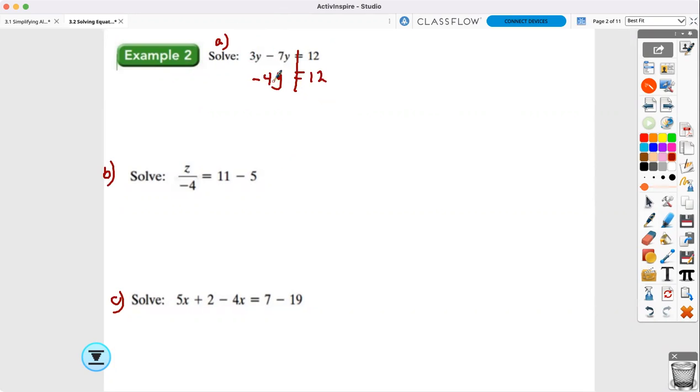Now -4 and y are being multiplied. To move it, I must do the opposite of multiply. Opposite of multiply is divide. What I do to one side, I do to the other. The reason why I divide by -4 is because I want to cancel both of these numbers out. If I do 4, the negative will stay there, so I need to do -4. This gives us y by itself. 12 divided by -4 is -3. And we're done.